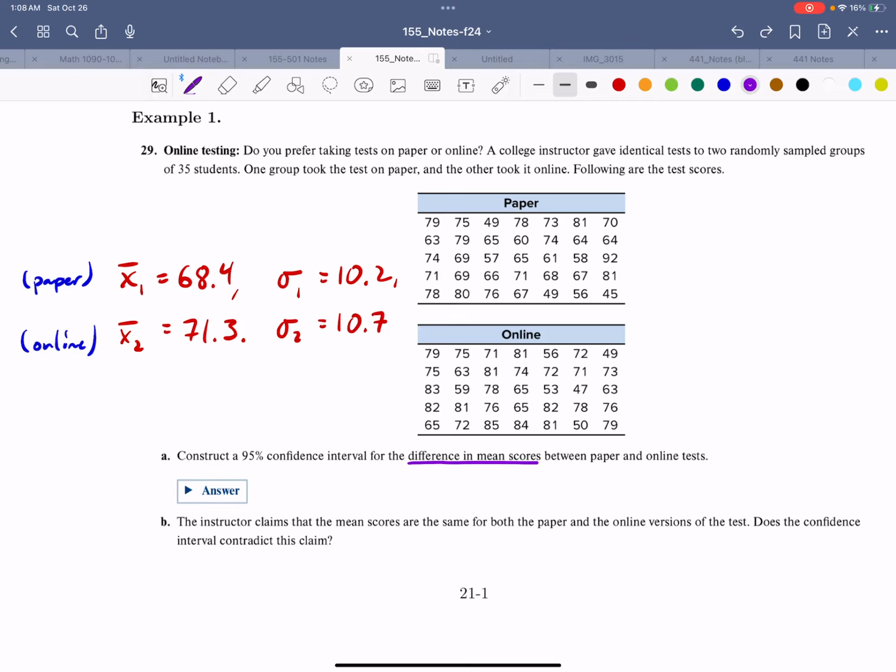And actually, sorry, this is a mistake. This should not be sigma. This should be s because it's a sample standard deviation. Sorry about that. Okay, so there you go. This is information again. I calculated this in Minitab, so you don't have to.